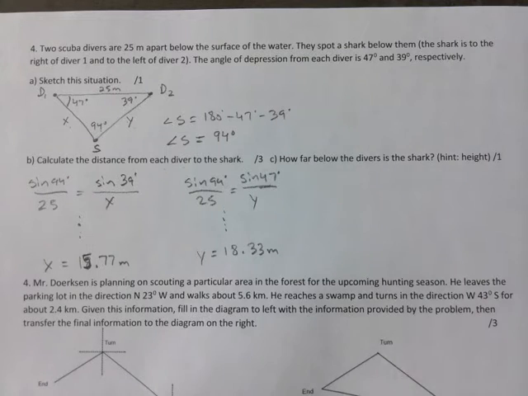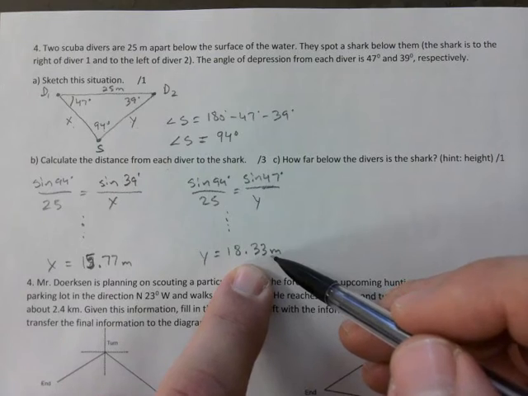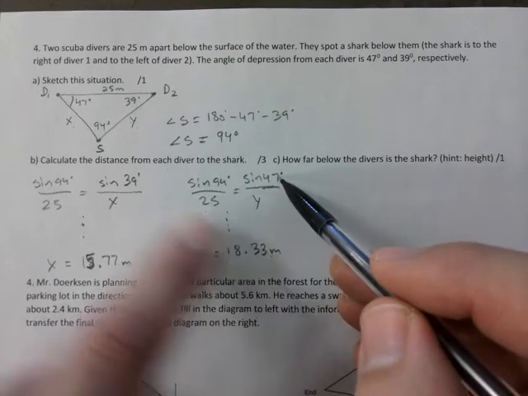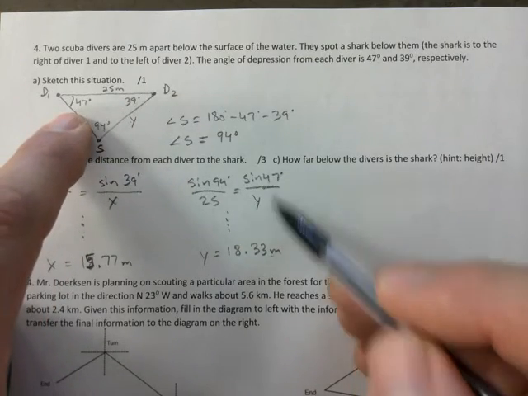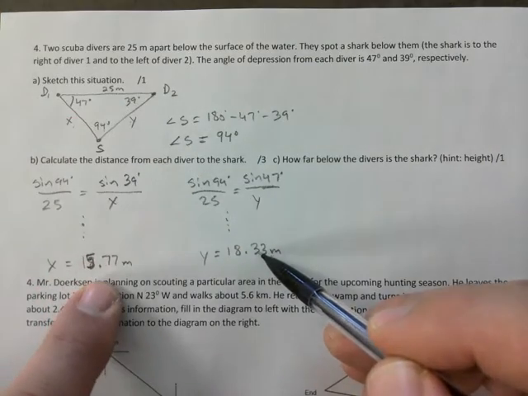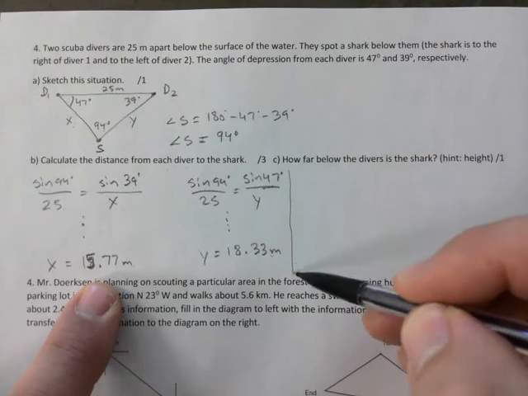Distances from the divers to the shark. And double check: 47 is the greater angle between the two, so I do expect that to be a longer distance than the other one. I'm going to cut this here.